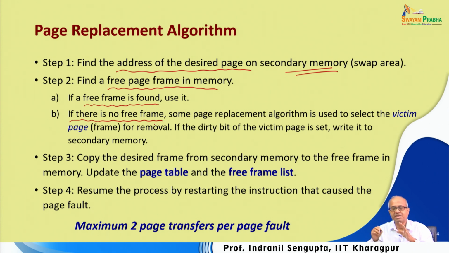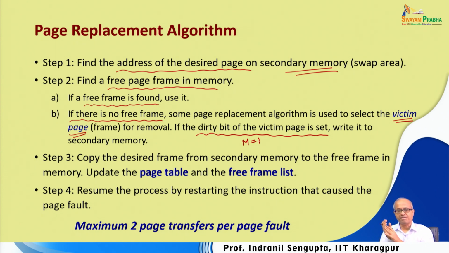So, you will have to first select one of the pages to remove. So, you will have to select the victim page for removal. As I said, there may be various algorithms and policies as to how you select the victim page, and once you select the victim page, you also check whether the dirty bit is set or not. If you see that the dirty or the modified bit is set to 1, which means that there was a write operation on that page, you will have to write it back into secondary memory when you are swapping it out.